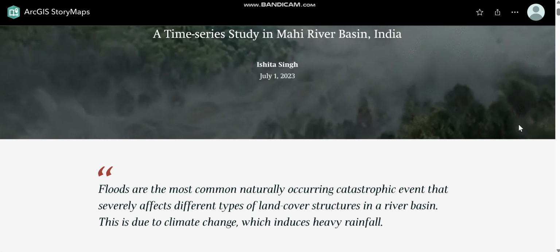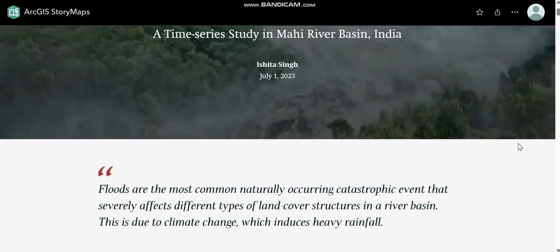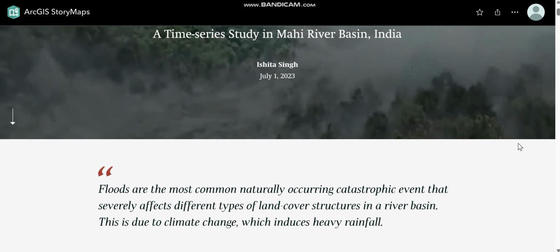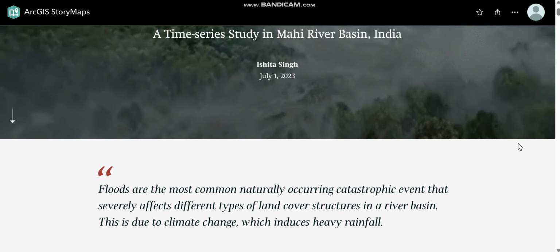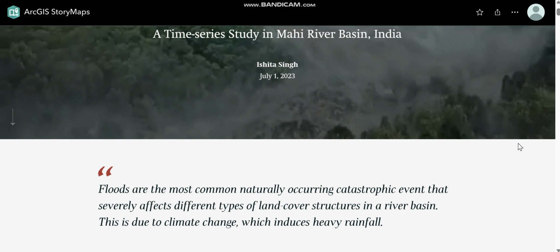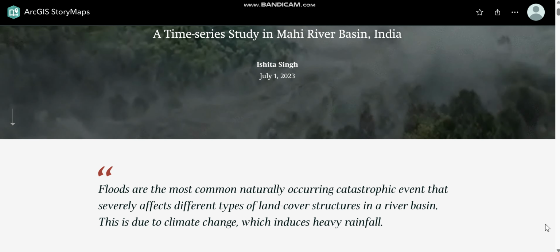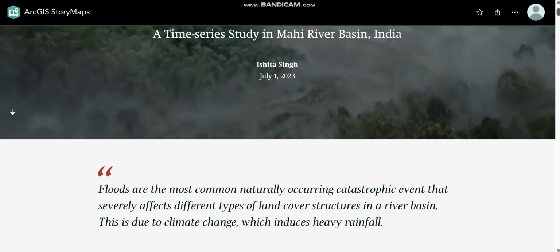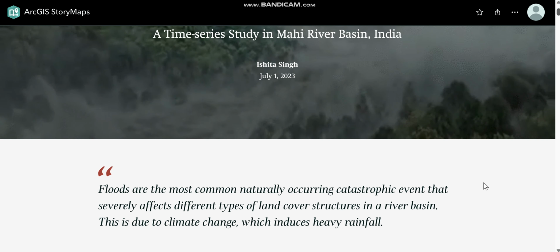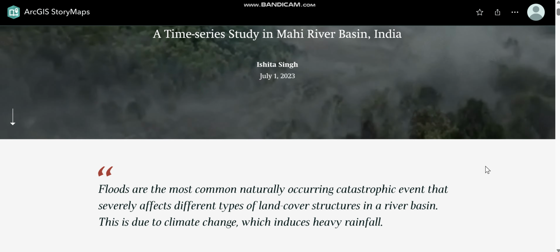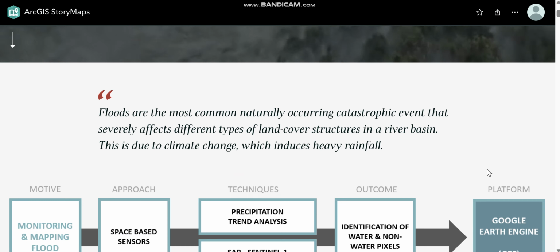So, starting with floods, they are the most common naturally occurring catastrophic events that are severely impacted by human habitat and the city's construction, which changes the hydrological pattern of the river basin. This change in hydrological pattern induces heavy rainfall, which can act as flood and impact the human habitat and even the agricultural resources. So there is a greater need for the cities to adapt this computational technique to check out the water extent mapping and take informed decisions at the right time.